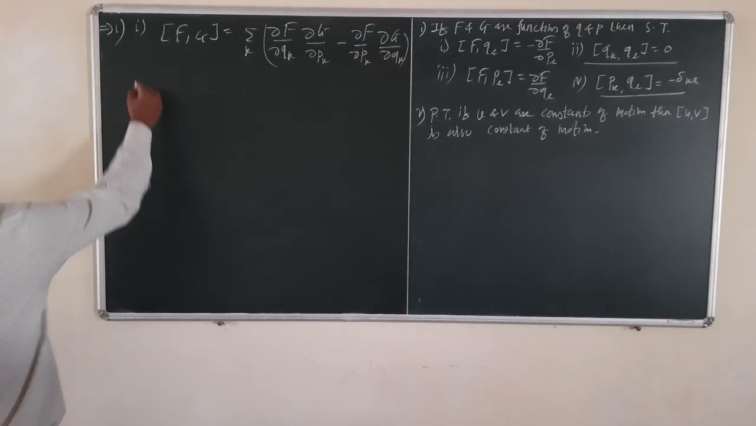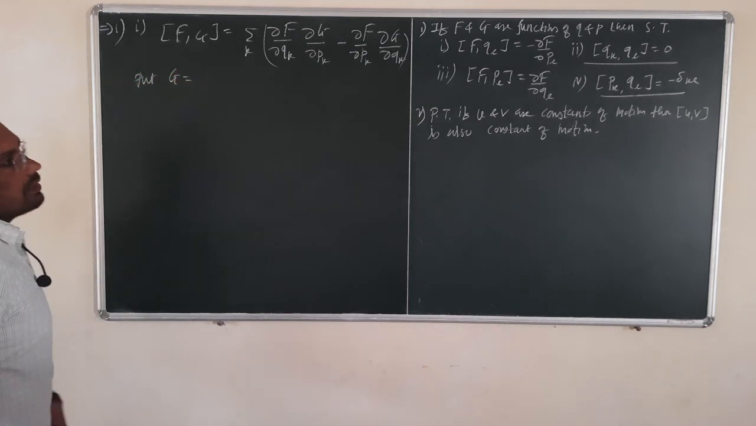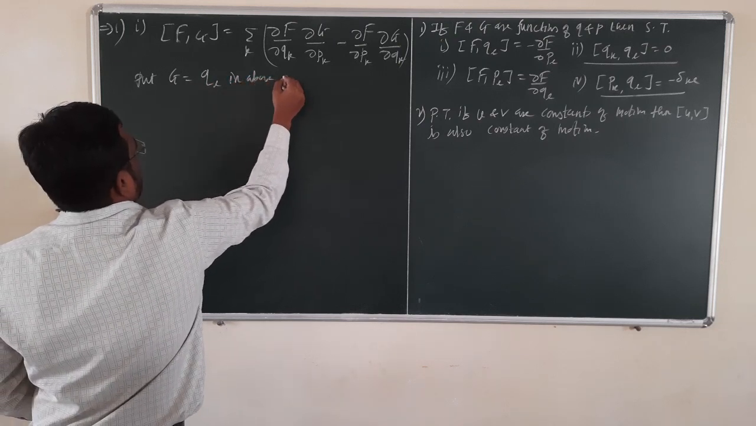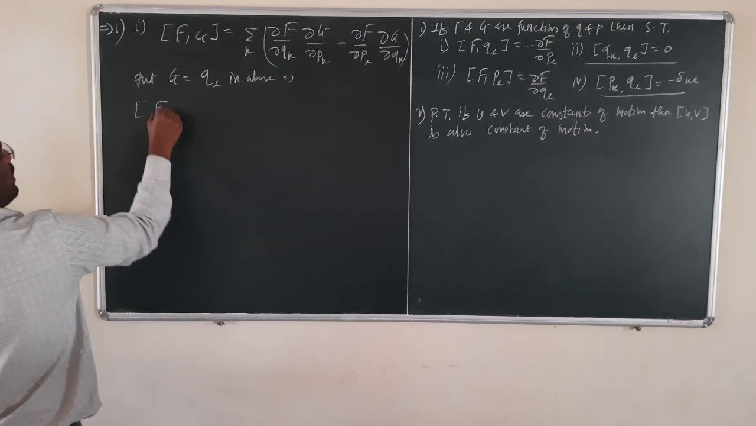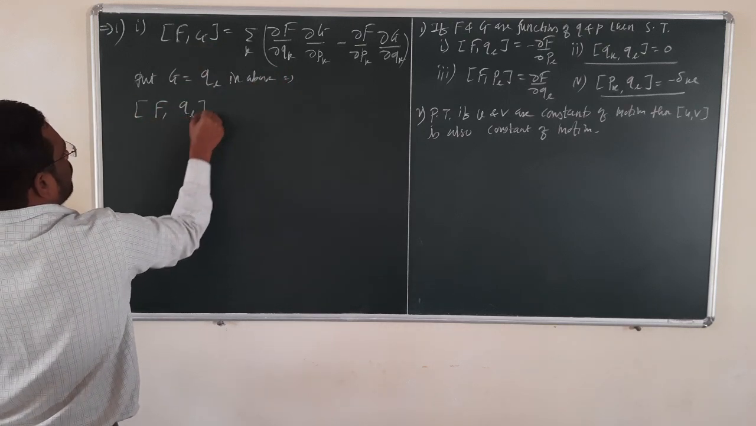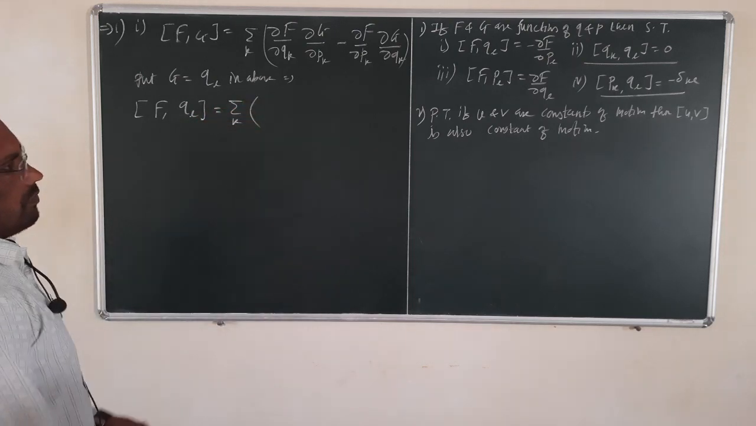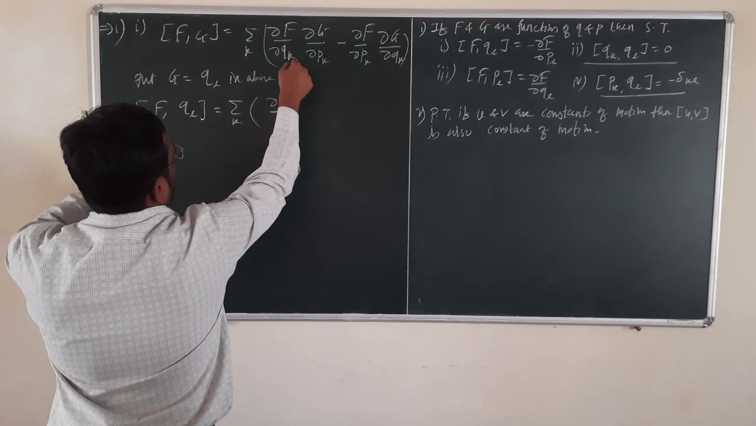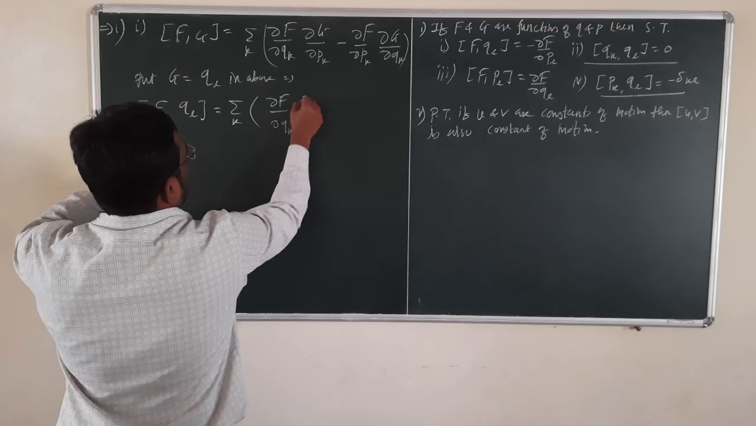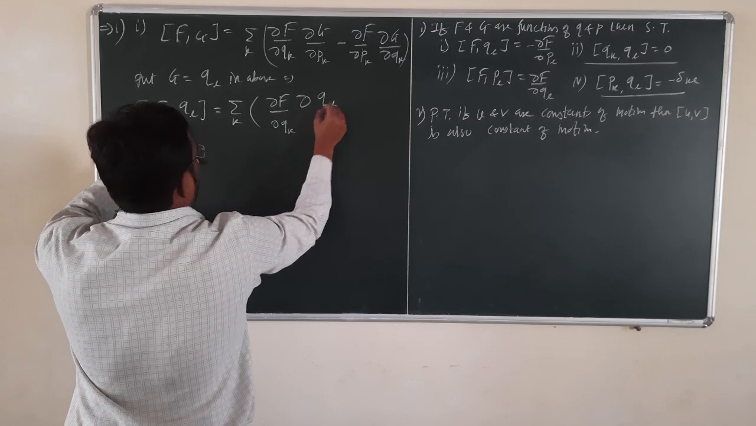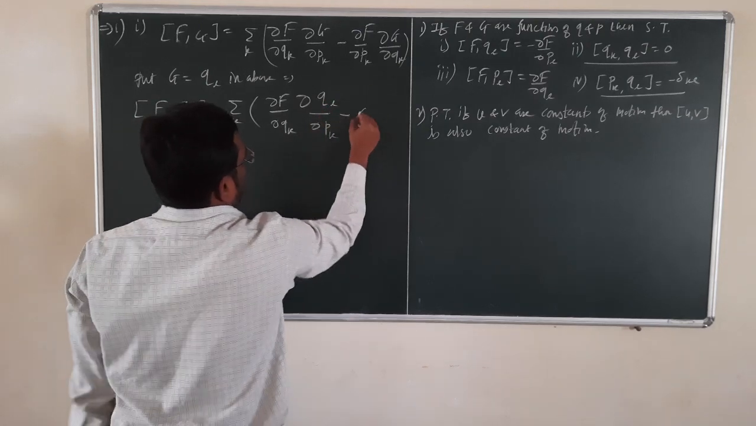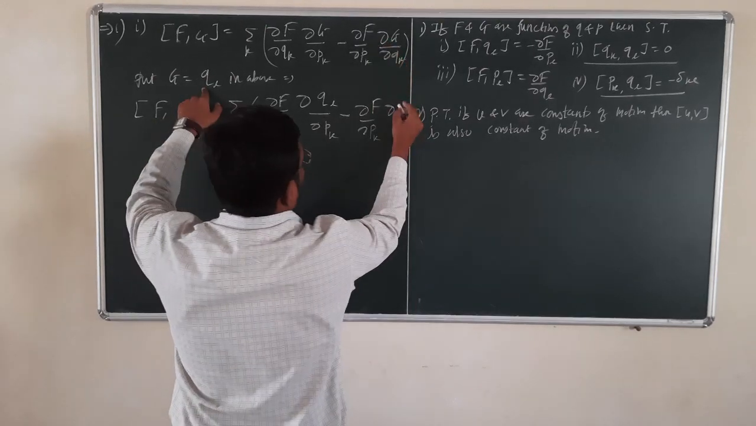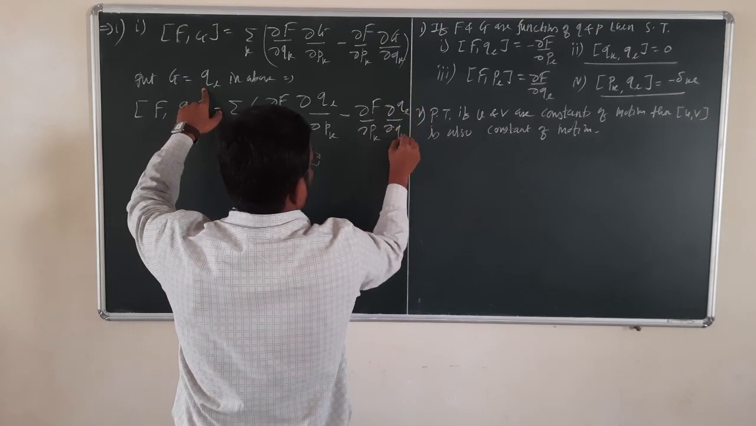So here, if you put g, which is the second term, as ql in the above equation, you will get the Poisson bracket of f, and instead of g we will have ql, equal to the summation over k of, first of all, the partial derivative of f with respect to qk and the partial derivative of g, now g is ql, with respect to pk, minus the partial derivative of f with respect to pk into the partial derivative of g, which is ql, so ql with respect to qk.